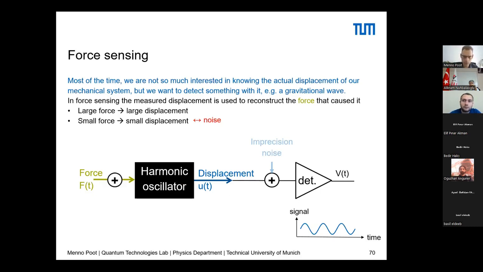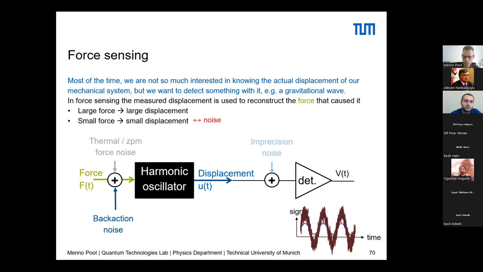But the other thing is that also we have forces that are noises. So we already saw there is the back action noise coming from the detector as well. And also there will be other forces that we don't really want to have acting on our mechanical element. And they give rise to the thermal motion, the Brownian motion that I showed you earlier, and also the quantum zero point motion we can see as a force that is acting on the harmonic oscillator. So in this case, that means that this is the thing we want to measure, but in practice, it's going to look something like this.